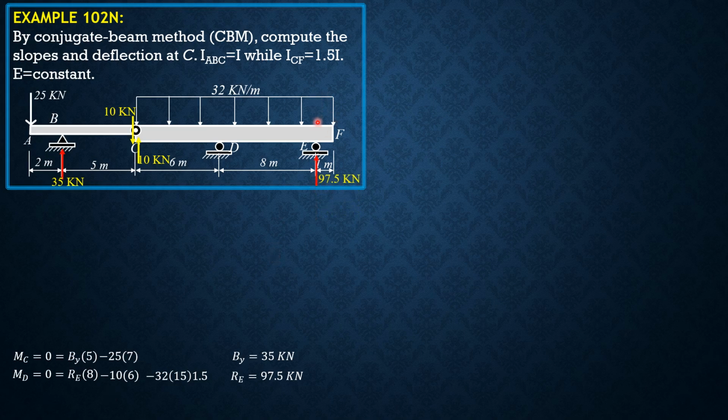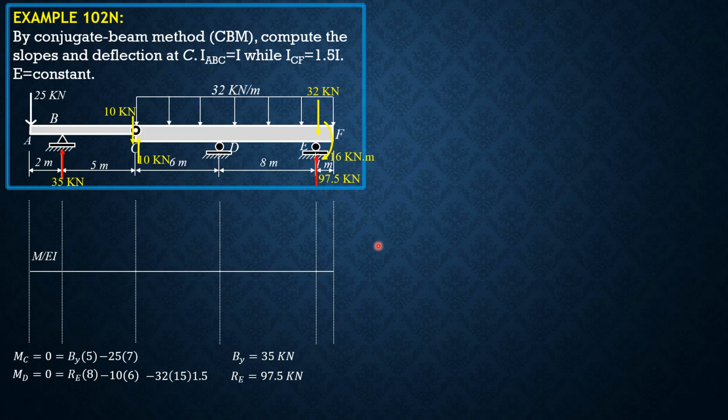We then replace this loading into a concentrated load, 32 times 1, and a couple, which is 32 times 1 times 0.5 as shown, which is 16 kilonewton-meter. 16 kilonewton-meter is 32 times 1 meter times 0.5 at E. So let's now prepare the moment diagram by parts and then the equivalent conjugate beam. So we select C and D as moment centers.